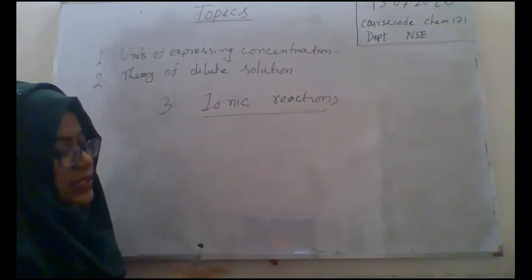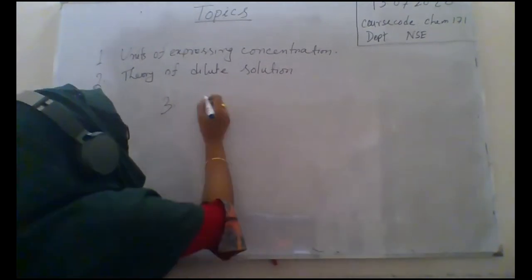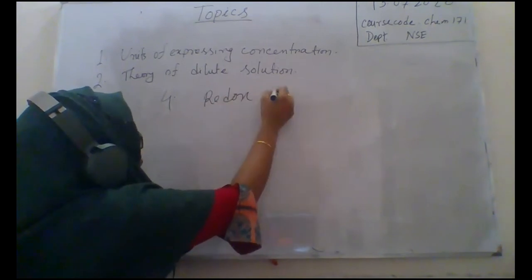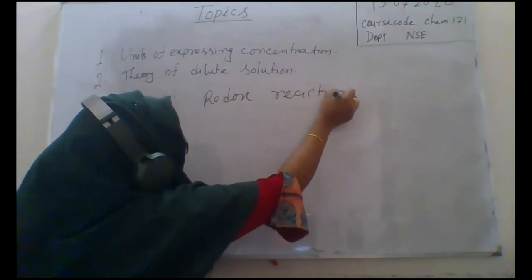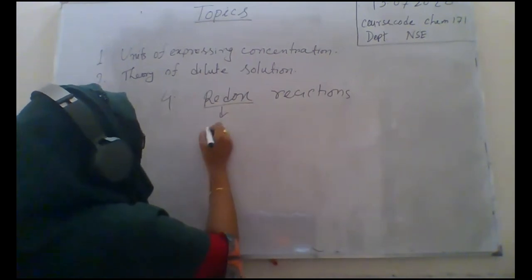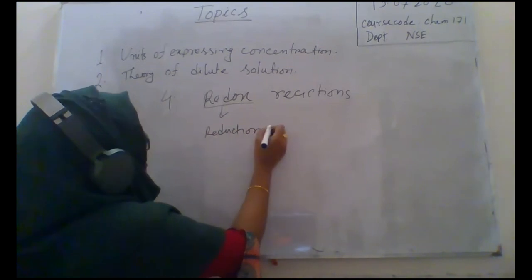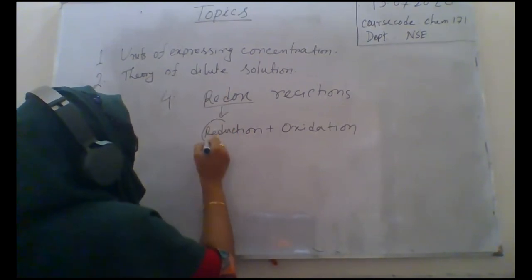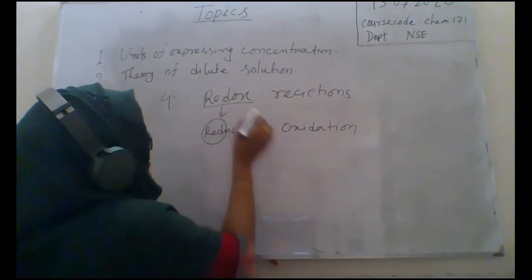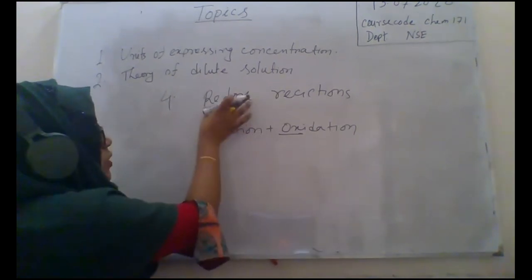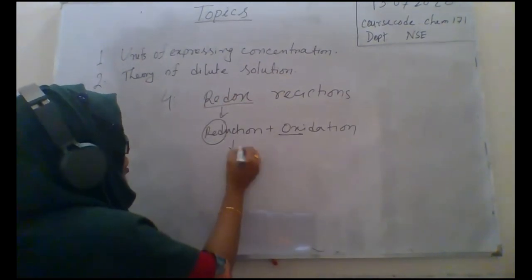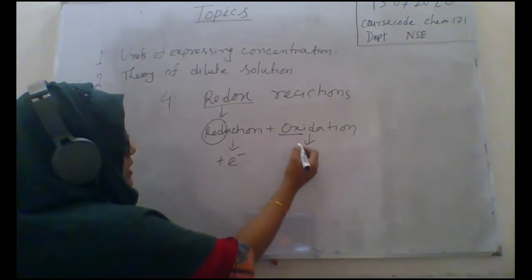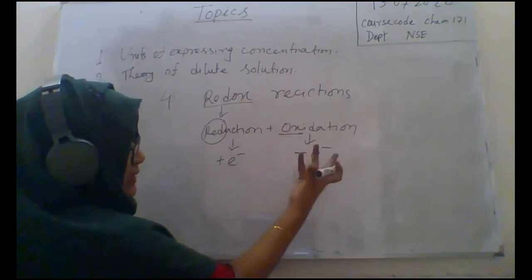So now the last one is number 4, the redox reaction. First of all, I know you know what a redox reaction is. Redox means reduction plus oxidation. Redox comes from reduction and oxidation. So by combining this, it is redox. Reduction means plus electron, the electron will be accepted, and oxidation means minus electron, the electron will be released. Okay.